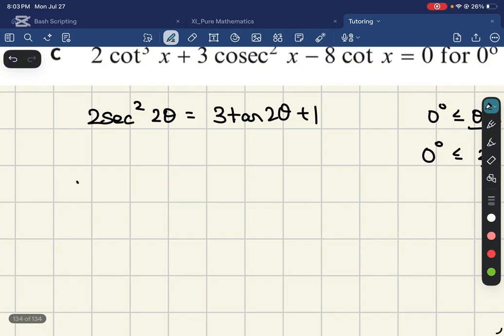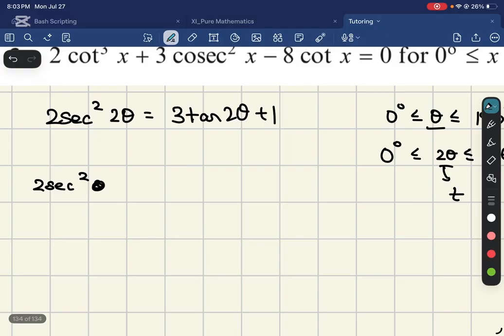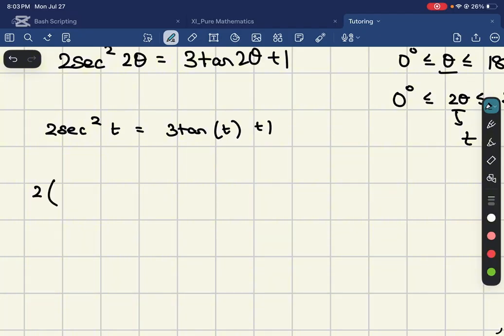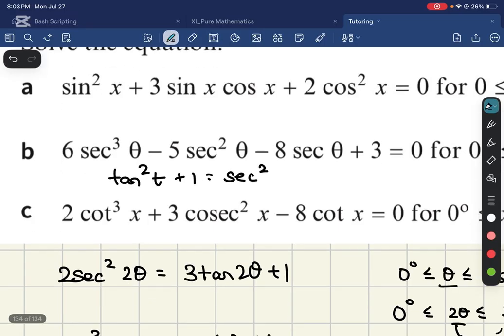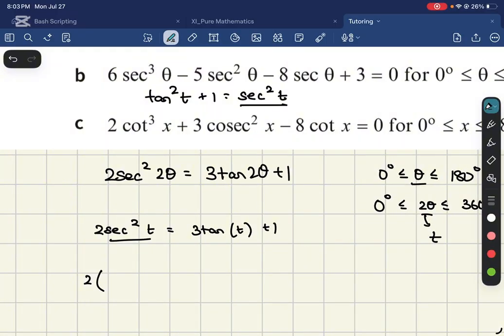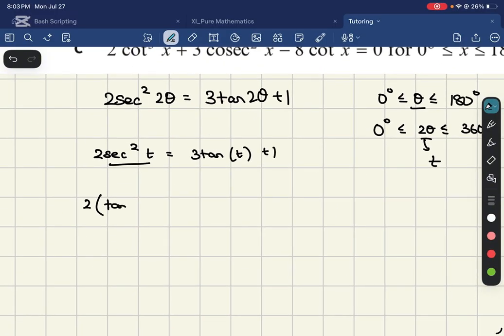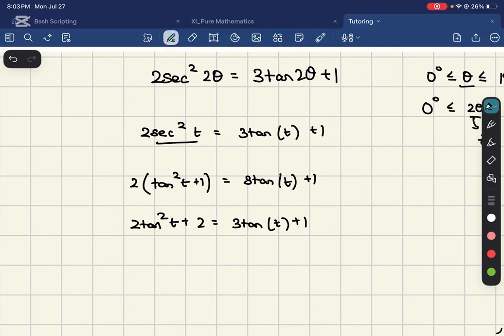So I can rewrite this equation as 2 secant squared, let me pick something else like t. All right, so 2 secant squared t is equal to 3 tan t plus 1. Secant squared t, if you remember, tan squared t plus 1 is equal to secant squared t, right? So now if you want your expression for secant squared t, that's just tan squared t plus 1. All right, and that is going to be 3 tan t plus 1. Then if you simplify everything, you get 2 tan squared t plus 2 is equal to 3 tan t plus 1.